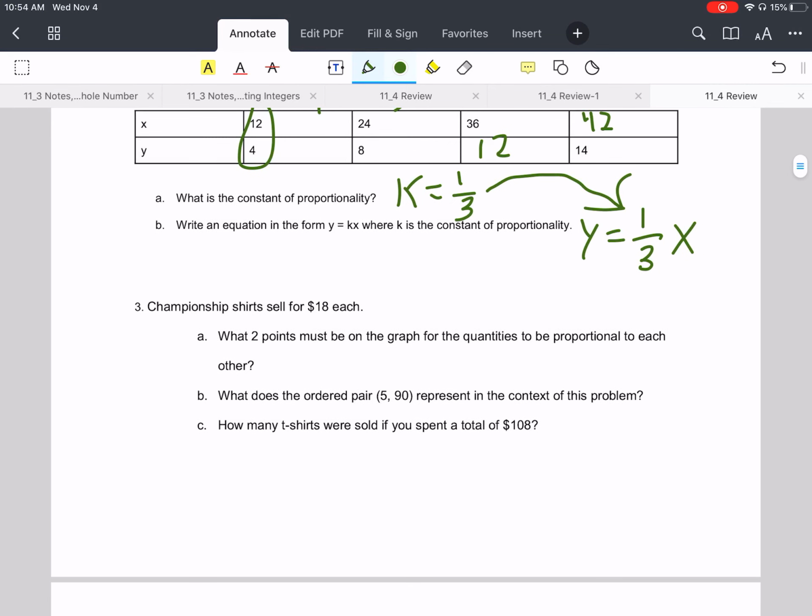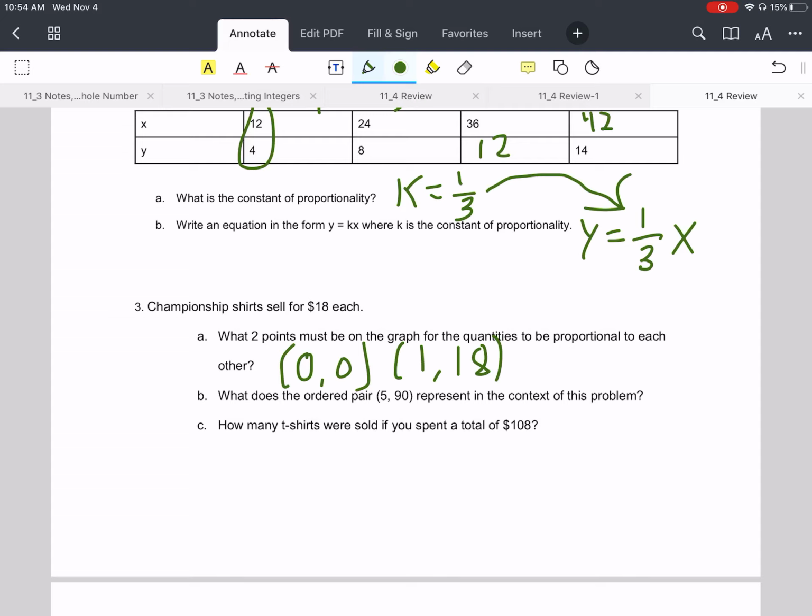Number 3, this is for checking for proportionality. Championship shirts sell for $18 each. So what 2 points must be on the graph for the quantities to be proportional to each other? So for a graph to be proportional, it has to go through 0, 0, and it has to fall in a straight line. So if we bought one t-shirt, it would cost $18, and those would form a straight line.